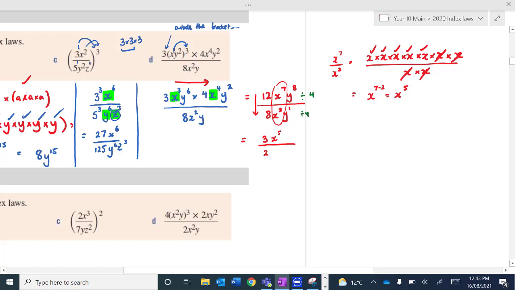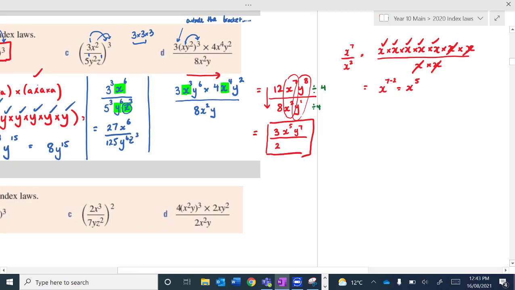We're almost done because now we just need to do the same to the y. We've got y to the power of 8 divided by y to the power of 1. We should hopefully know that 8 take 1 is 7. And look, we're done. We've got a simplified fraction. We've applied our index laws. We'll get some bigger ones of these. They'll get bigger and bigger, and they'll look ugly. But really, if you just apply the laws independently, then you really can't go wrong.